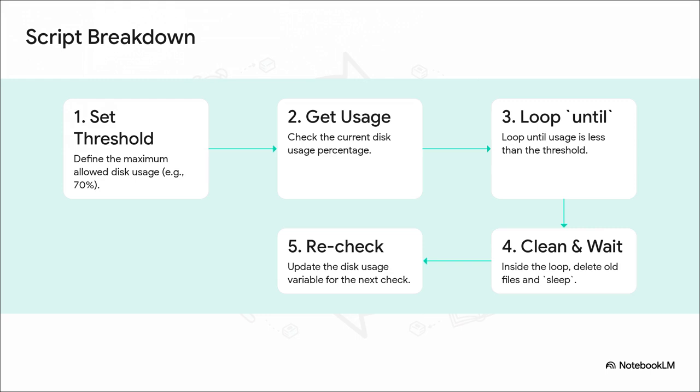First, we set our line in the sand. Our threshold is 70%. Then, the script checks the current disk usage. Now the main event, the until loop kicks in. It will keep running as long as the disk usage is not less than our 70% threshold. And inside the loop, it does its work. It cleans files, then it waits a bit, and then it starts the check all over again. It's this check, act, wait cycle that makes the until loop so incredibly valuable.